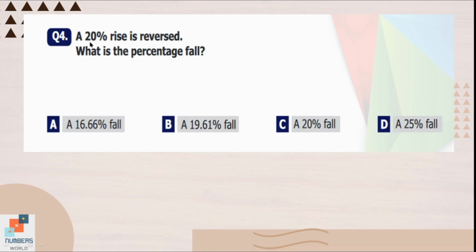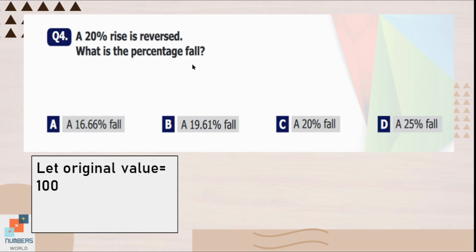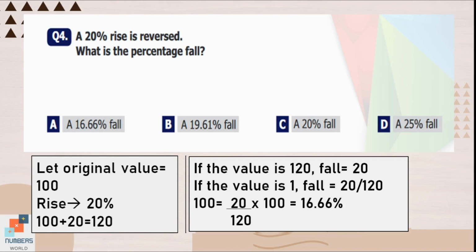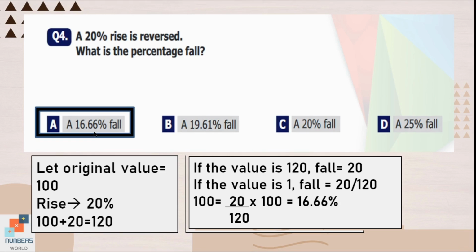Question number 4. A 20% rise is reversed. What is the percentage fall? So let's suppose the original value is equal to 100. After a 20% rise, the value is 100 plus 20 is equal to 120. If the value is 120, the fall is equal to 20. If the value is 1, the fall is equal to 20 by 120. To find out the percentage fall, we will multiply the fraction by 100. That is equal to 16.66%. So it means option A is our correct option.